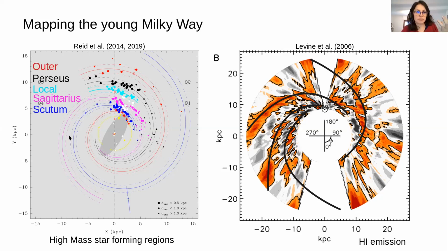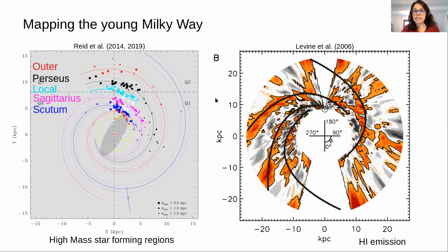This figure shows again a view from the top of the Milky Way disk. The galactic center is here, where the red cross is, and then the sun is over here. These points are from Reid et al. in 2019, and as I said before, they correspond to masers in high mass star forming regions.